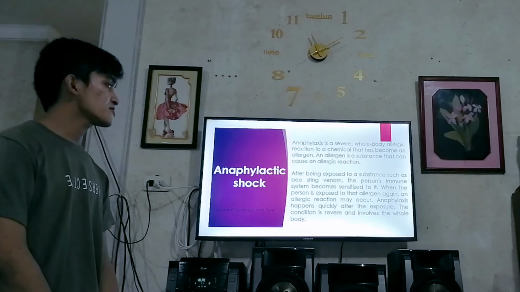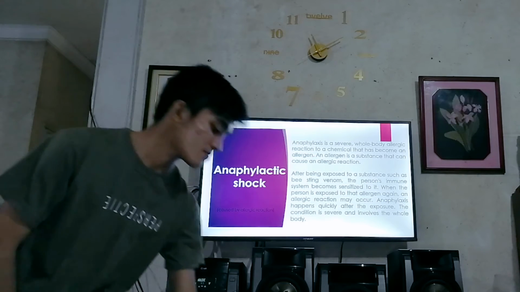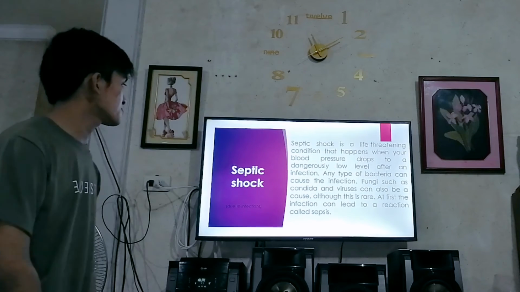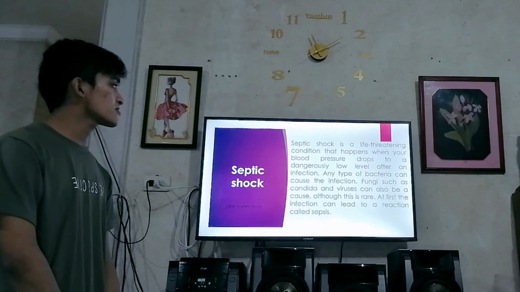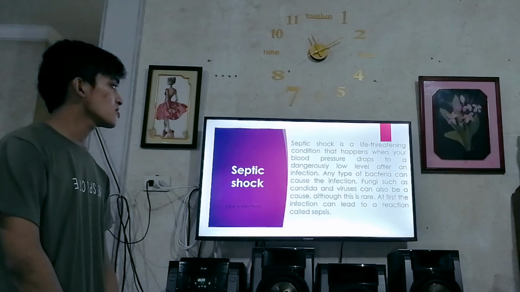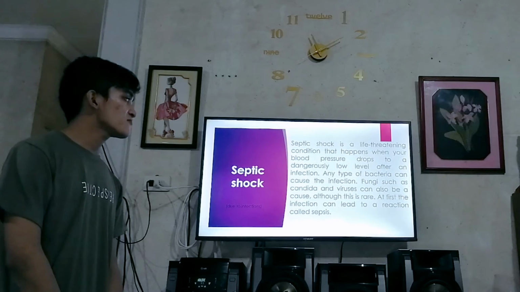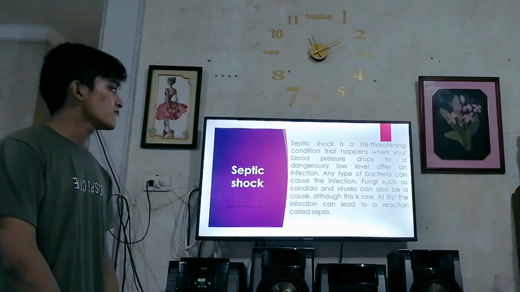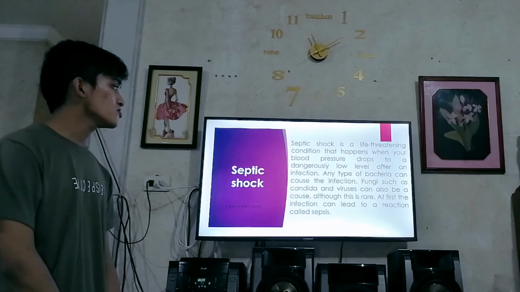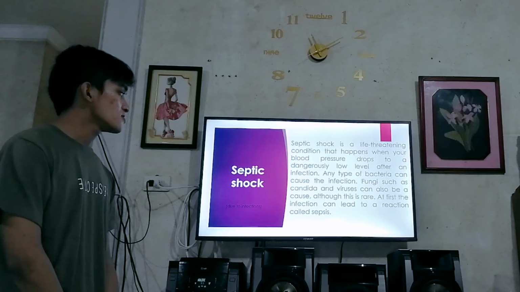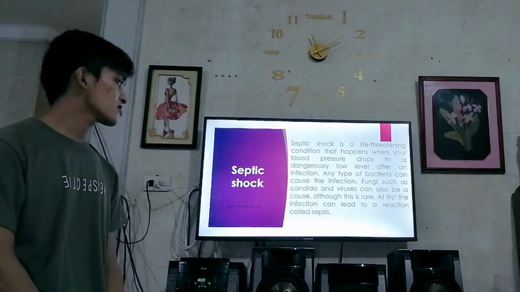Anaphylaxis happens quickly after the exposure. The condition is severe and involves the whole body. Septic shock. Septic shock is a life-threatening condition that happens when your blood pressure drops to a dangerously low level after an infection. Any type of bacteria can cause the infection. Fungi such as candida and viruses can also be a cause, although this is rare. At first, the infection can lead to a reaction called sepsis.